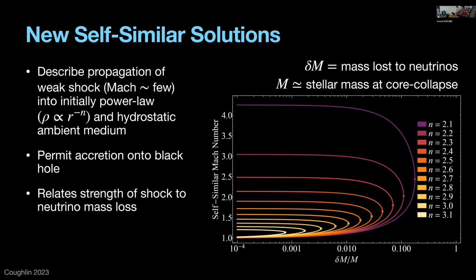So on the plot, the only takeaway that you need to make is that the vertical axis shows the Mach number of the shock, which is like 1, a little more than 1. And then the horizontal axis is the mass loss, but actually the relative mass loss. So you can think of delta M being the neutrino mass loss and big M being the mass of the star.